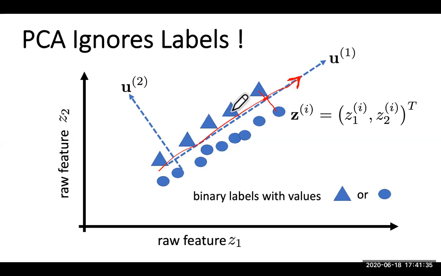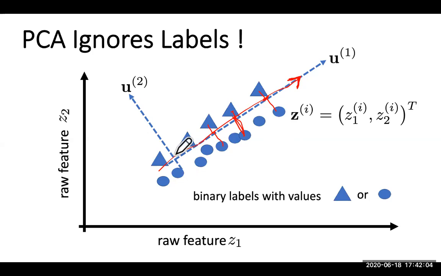And as you can see, data points with different labels almost lie on top of each other in this new feature space, or using the new features, which is clearly not good, because I want to distinguish between triangle and circle. But if I use PCA and use the new feature for each data point, so I project these original data points onto this line, they almost lie on top of each other, which is very bad.